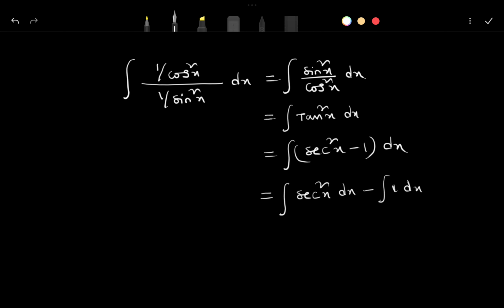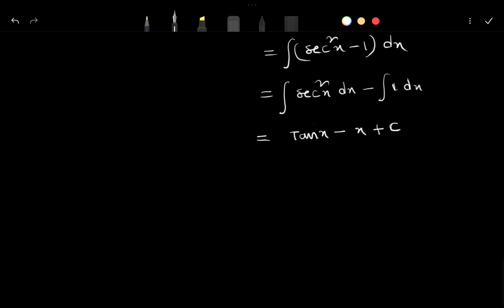Now here is the integration of secant square x into dx minus the integration of 1 into dx. The integration of secant square x is nothing but tan x, and minus, here the integration of 1 into dx means dx. The integration of dx is x, since differentiation and integration cancel, plus c. It is very important: after completing the integration of any function, you must mention the integral constant, or constant of integration. That is the most important point in this chapter.